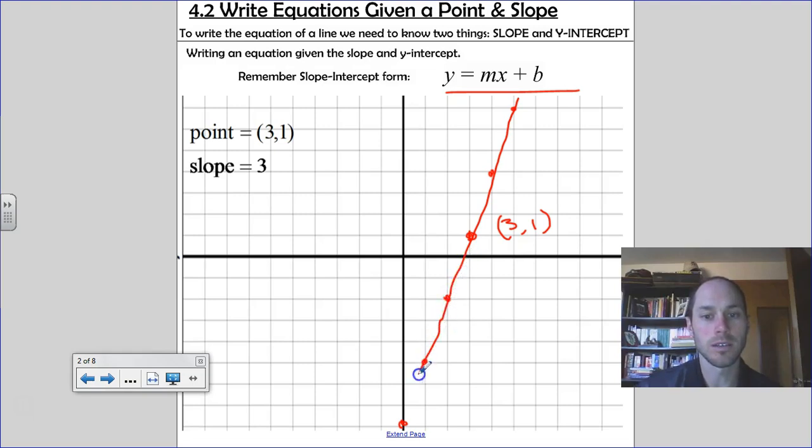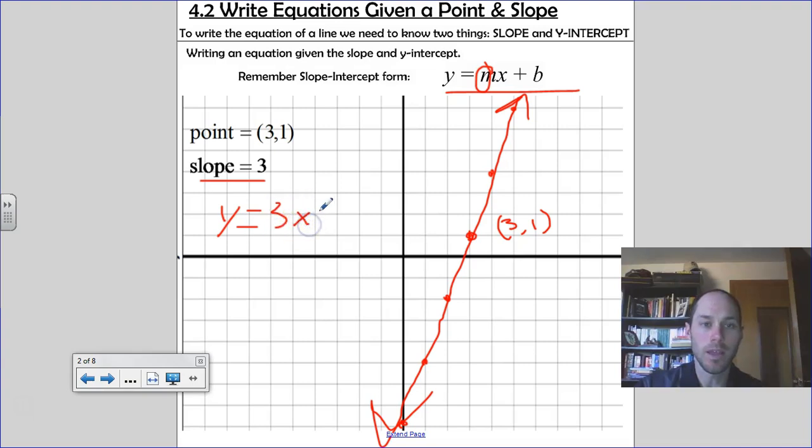Almost there. That's a pretty good line. Now, what would my equation be? y equals mx plus b. Well, what's my m, my slope? Well, that was given, that was 3. And then what's my intercept? It's not given to us, we'd have to figure that out.